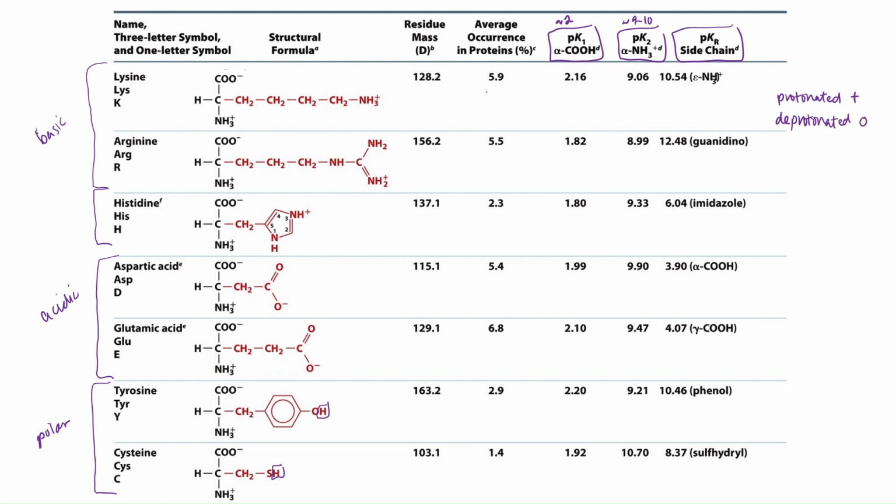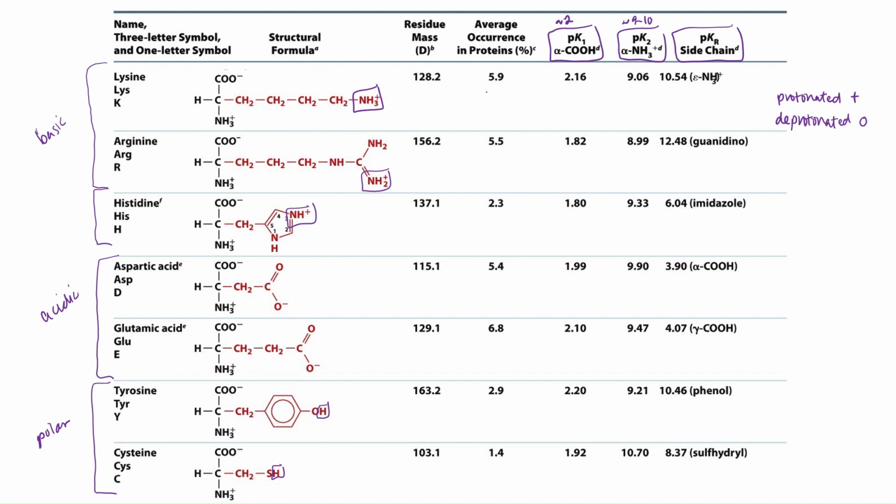And just to make sure everyone knows what I'm talking about, we're talking about these on the side chains, which are noted in red. For the basic ones, the side chains are off of nitrogen, right? And so nitrogen has a lone pair. It can act as a proton acceptor. It acts as a base. That's why we call them the basic side chains. And when it does accept a proton, it gains a positive charge.